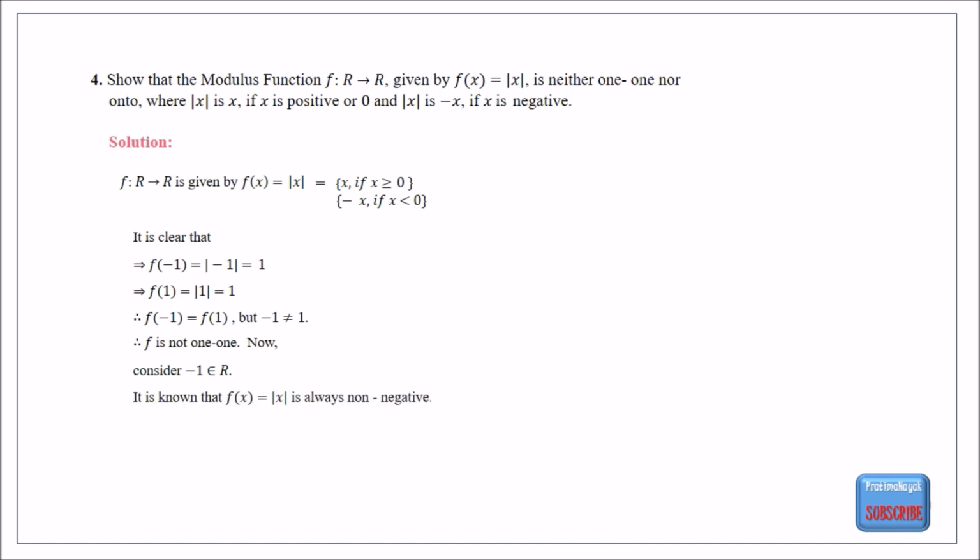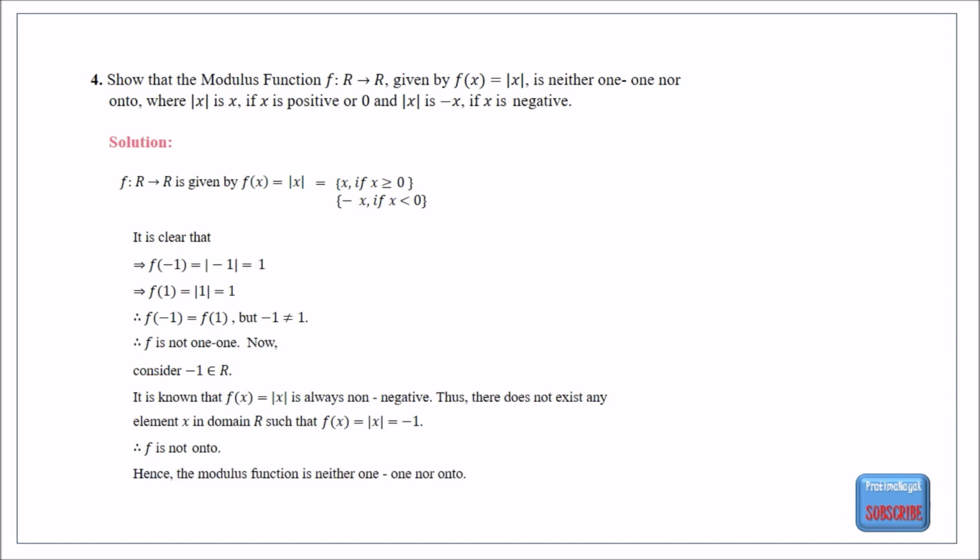We cannot get the modulus of any number which is minus 1, because we know that f of x is modulus x, which is always non-negative. There does not exist any element x in the domain R such that f of x, which is equal to modulus x, is equal to minus 1. So f is not onto. The function is neither one-one nor onto.